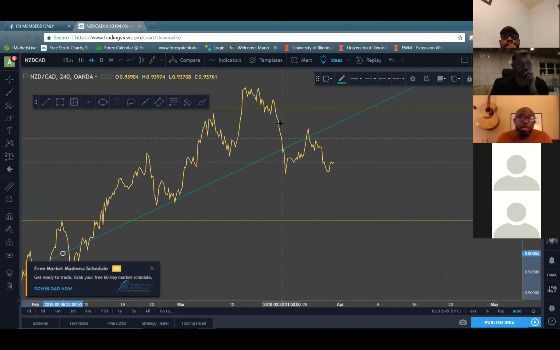But I'm saying this. I see that it broke that trend. I know it's going to retest that trend, but when it does, it could do a couple of things. It could either break through it and keep on going, or it can bounce off of it. And when I see the bounce, I know it's going to be coming down.